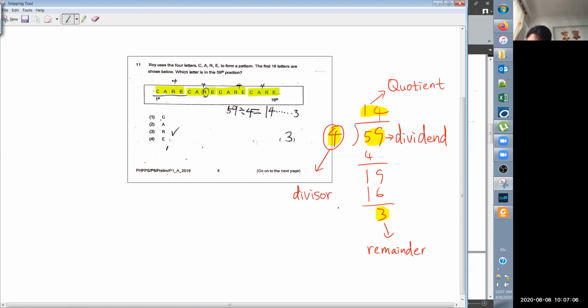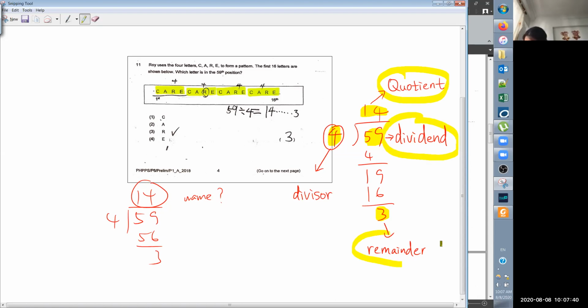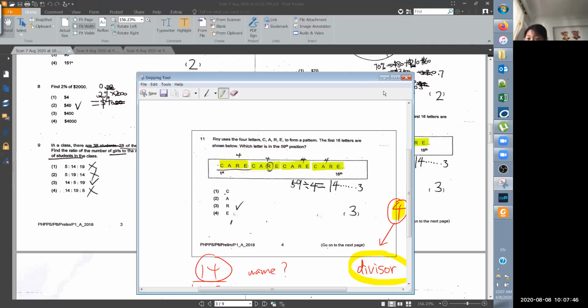All right. So please remember all these names. Because sometimes the question will be like this. They will give you this, let's say you have this, like this. Okay. And they will ask you what's the name of this. Sometimes. Then you have to know. So please go back and memorize all these 4 terms. Quotient, dividend, remainder, and divisor. All right. Let's continue.